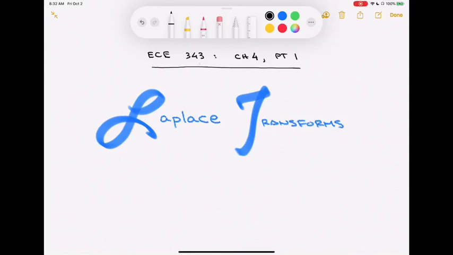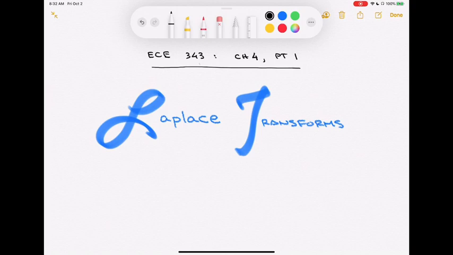This is ECE 343, Signals and Systems. This will be the first part of Chapter 4. Up to this point in the semester, we've been dealing with signals and systems completely from the time domain. We've looked at signals and systems using the independent variable time, either t or n, and doing all of our analysis, all of our computations in that domain.